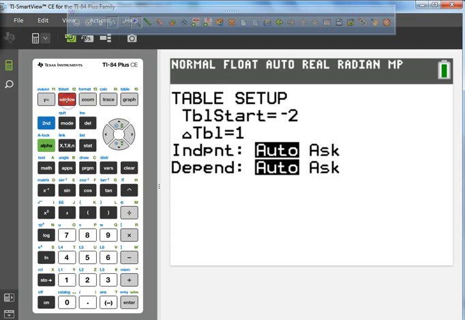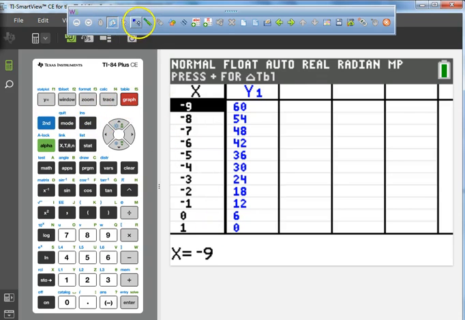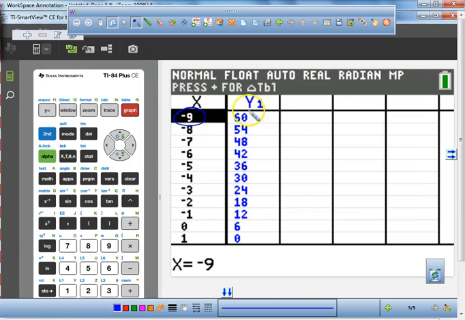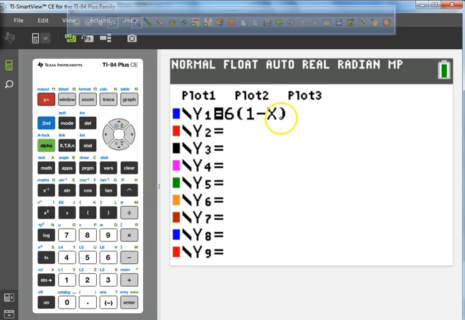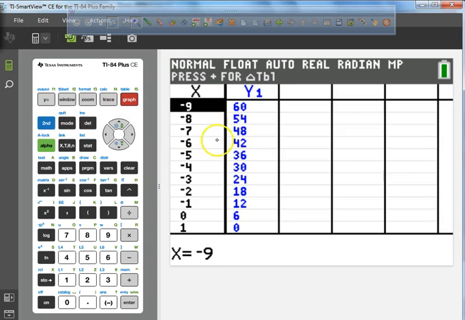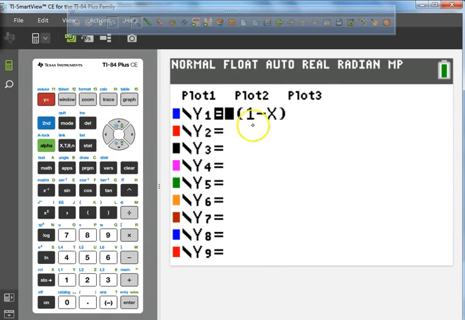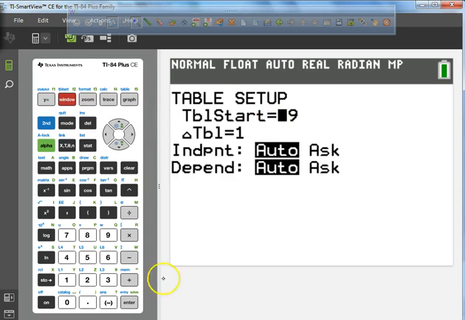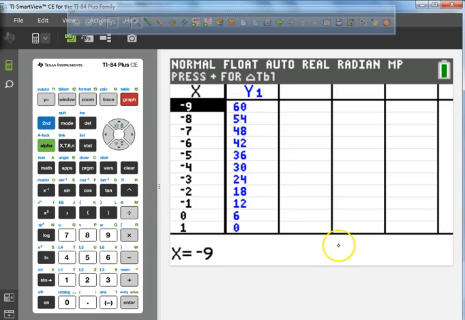Ready? Second window. What do we want to start our table at? We want to start at a negative 9. And let's check our table. Ooh. What is our y value when x is a negative 9? Our y value is 60. So you could just hit y equals, type it in, and check your table. Hit second window, and that allows you to start your table directly at negative 9. Then hit second graph, which allows you to check your table, and there's your answer.